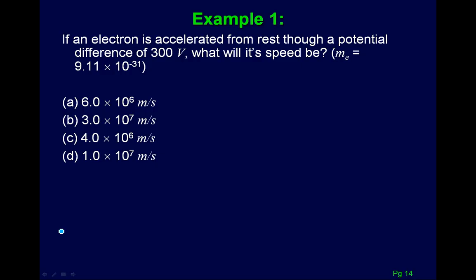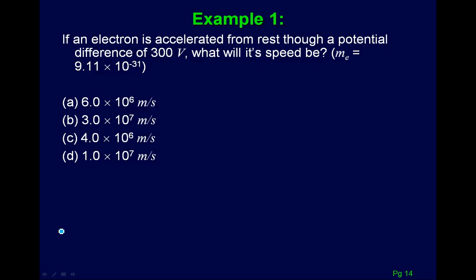This is an old exam test question. If an electron is accelerated from rest through a potential difference of 300 volts, what will its speed be? We're given some choices. Now, on a problem like this, the idea is that the only force acting is the electric force, which is a conservative force, so we can use conservation of mechanical energy.